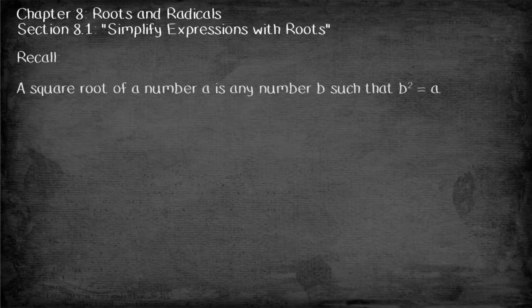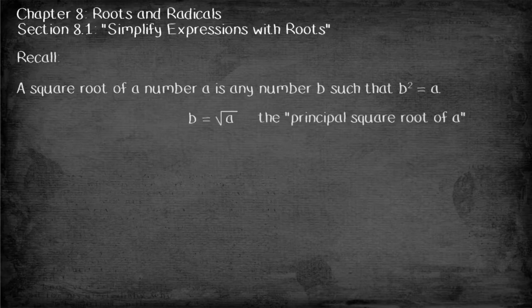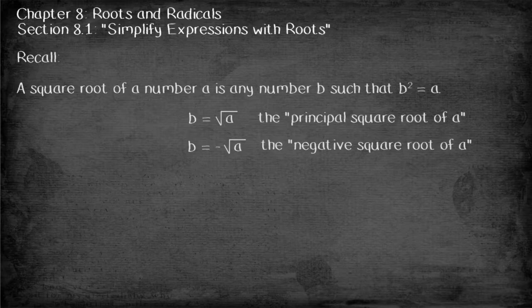Let's remember now, the square root of a number, a, is any number b, so that when I square b, I get a. There's a couple different notational things to be aware of. We have b is equal to the root of a. That is the principal or positive square root of a. And the other one is the negative square root of a.